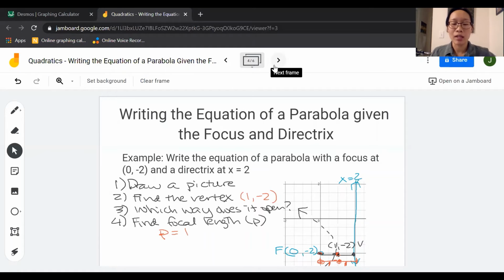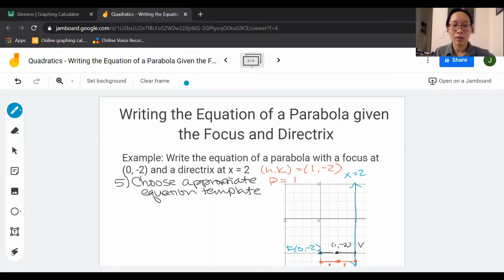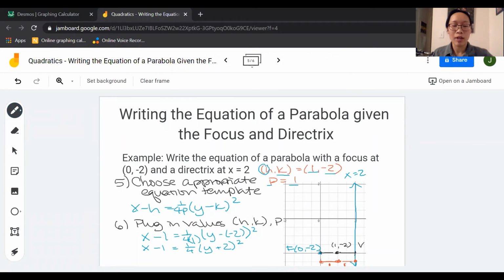Now that I've figured out my vertex and my focal length, I can choose the appropriate equation and start to plug in my values. I'm going to recopy in this next slide. Because my parabola opens sideways, I'm going to use the template x minus h is equal to 1 over 4p times y minus k squared. Once I have this template, I can plug in all the values that I know. h is 1, k is negative 2, and p is 1. I'll simplify this further. Now I need to decide if my a is positive or negative. Because my parabola opens to the left, I know that it's going to be negative. So my final equation is going to be x minus 1 equals negative 1/4 times y plus 2 squared.